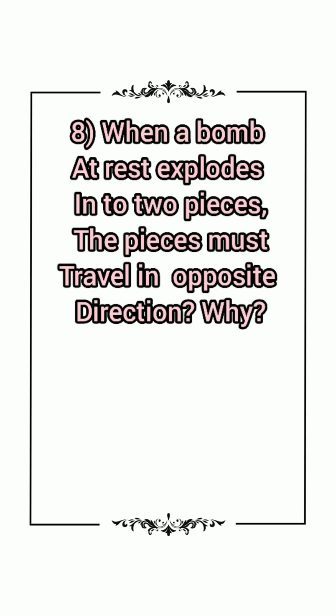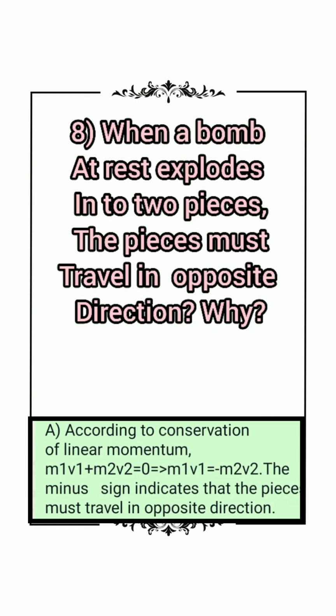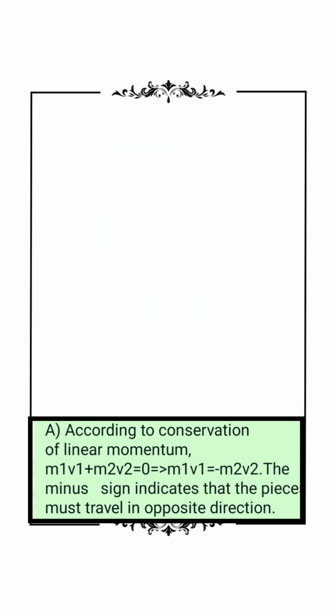8. If a bomb at rest explodes into two pieces, the pieces must travel in opposite directions. Explain. A. According to conservation of linear momentum, m1v1 + m2v2 = 0, so m1v1 = -m2v2. The minus sign indicates that the pieces must travel in opposite directions.